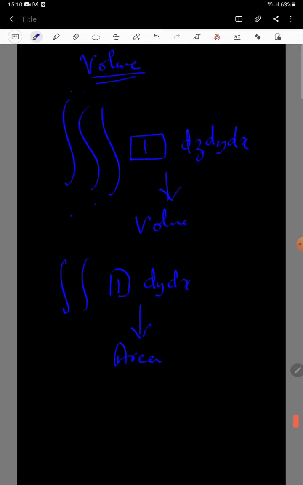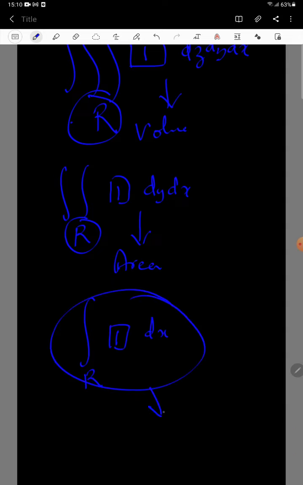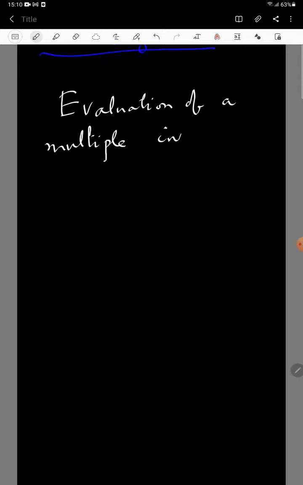Whatever limits are there for the region, if there is just 1 and dx, this complete integral gives length. So now comes the important point: how should we evaluate a multiple integral? Now I'll tell you some cases.